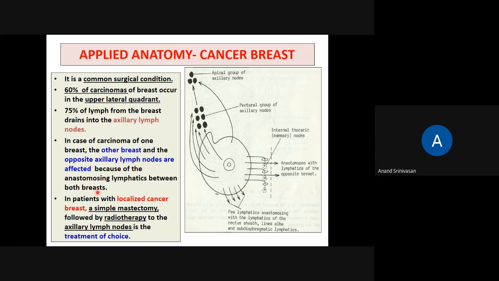I'm not going into the details of the surgical aspects, just the name of the surgery. Those things will be taught to you in your final years. So the name of the surgery is mastectomy.